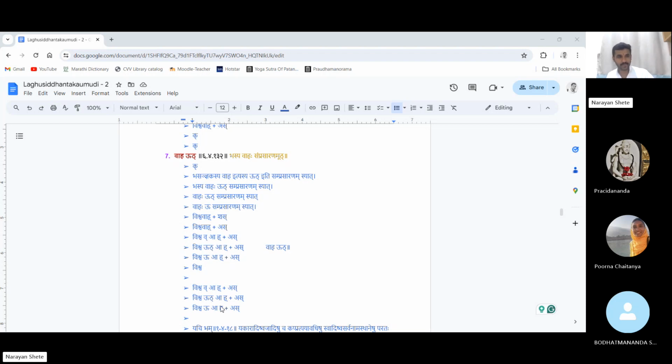Vaha Ut is the sutra which is giving Samprasarana here. It's Bhasaudnya, but whether the pratyaya gets included in Swadi Pratyaya or not.